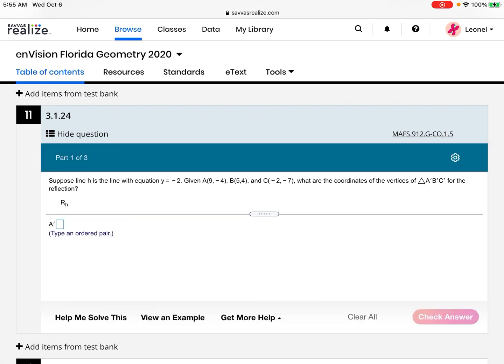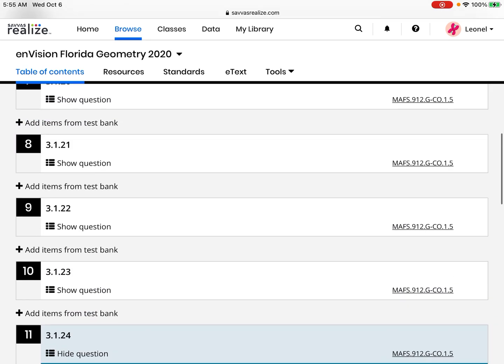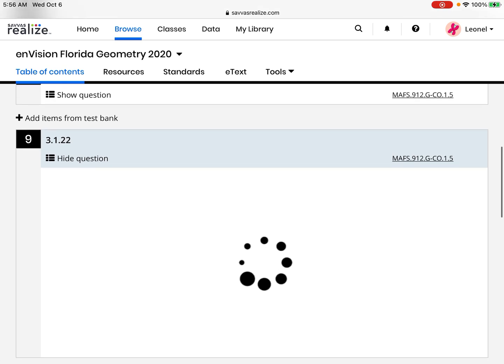Okay. Suppose line H is a line with the equation y equals -2. And then this is A, B, and C. What are the coordinates of the vertices for this? Okay, so this is similar to the one I did like 2 questions ago. Let me find it for you, just so you guys know.